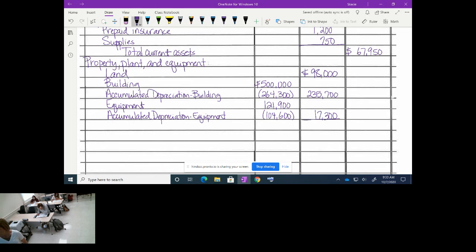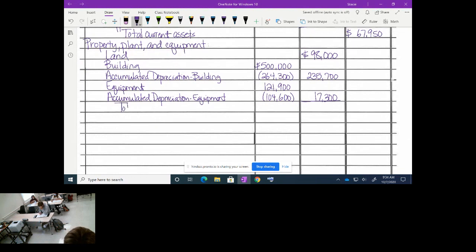Yes. So we're going to add up this, this, and this. And we're going to put our total out here, which will be our total property, plant, and equipment. What we got? Oh, 351,000.